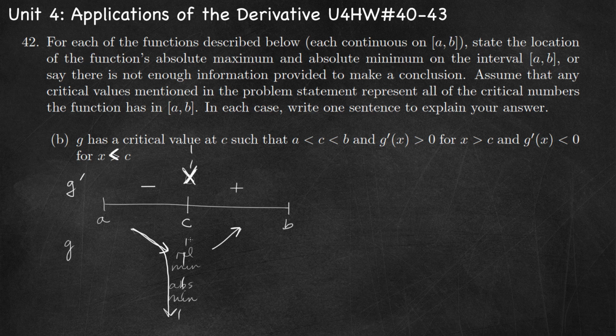Now for the absolute max, it's either going to occur at a or b, since we are working on a closed interval. We have points at a and at b, but we don't know which one is larger, g of a or g of b. So we don't have enough information to determine where the absolute maximum value occurs. There is one, but we don't know where.